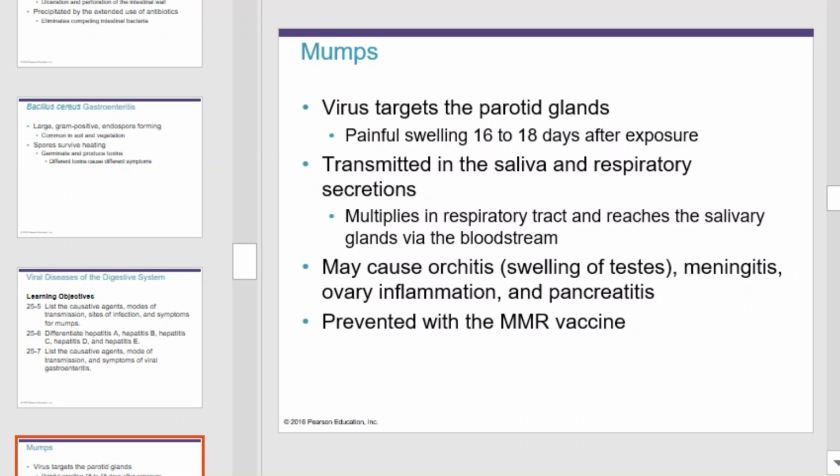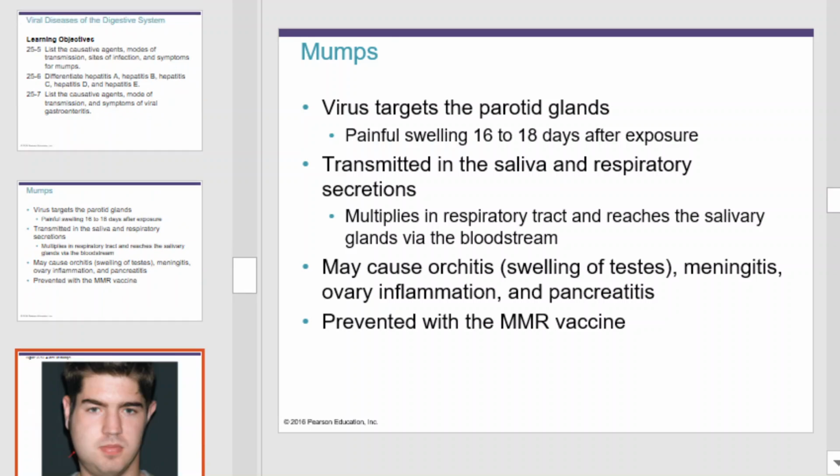It will multiply in the respiratory tract and reach the salivary glands via the bloodstream. It may cause orchitis, swelling of the testes, meningitis, ovary inflammation, and pancreatitis. It can be prevented with the MMR vaccine.